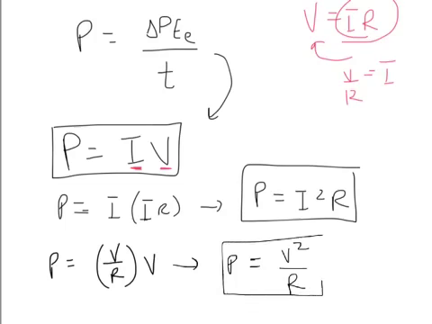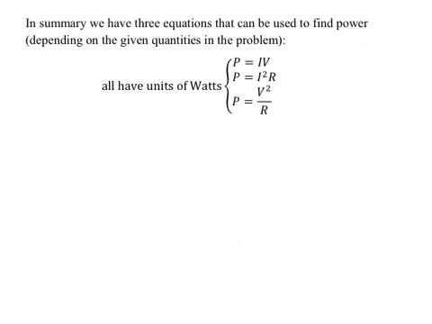So it turns out, and you'll see them in the three boxed equations, that we actually have three representations for power that we can use. So in summary, those three representations are given here. Power equals current times voltage. Power equals current squared times resistance. Power equals voltage squared over resistance. And all three of these, again, have units of watts in them.